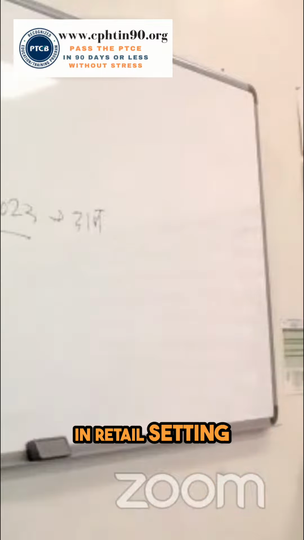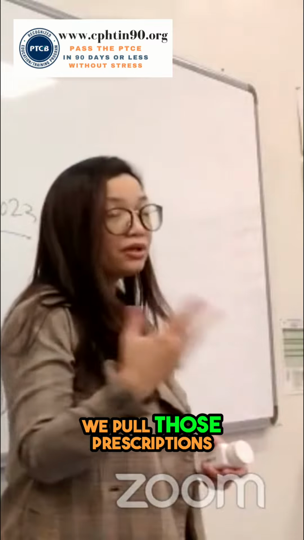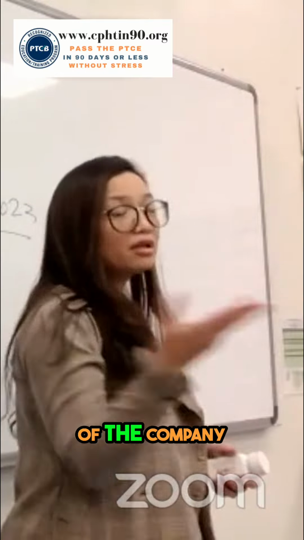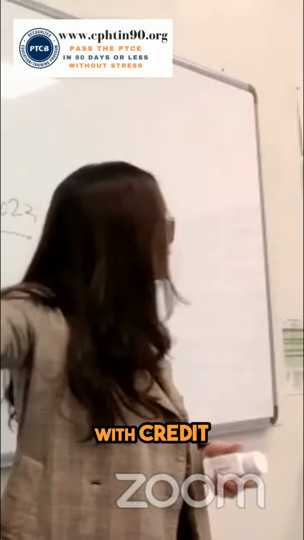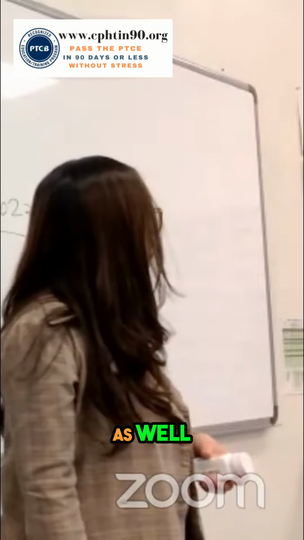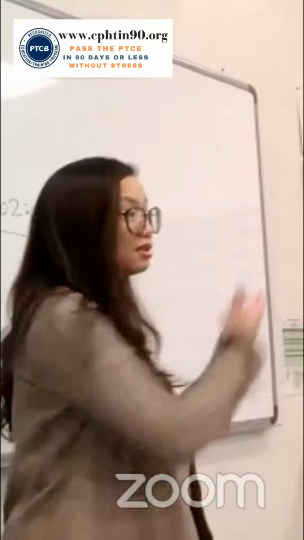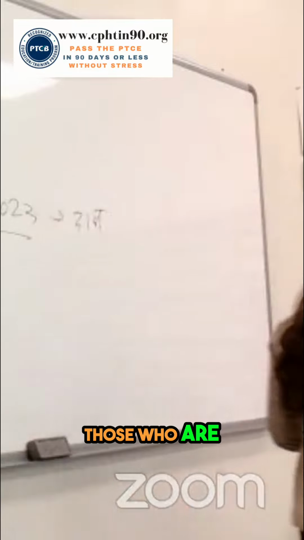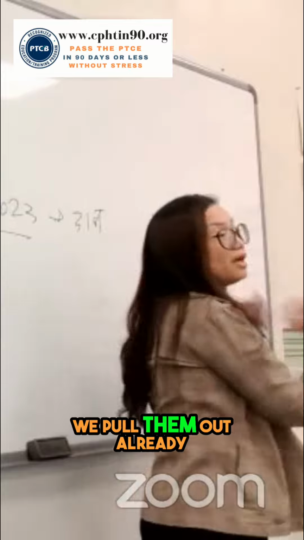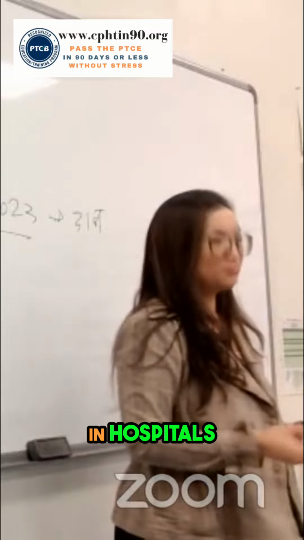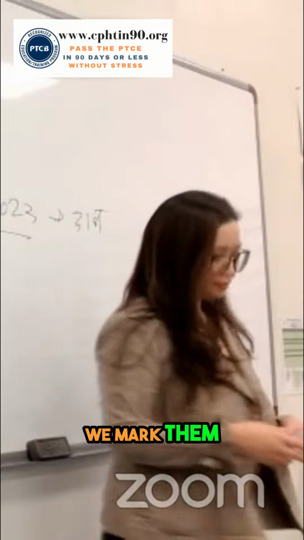March 31st will be the last day that you can use this. In a retail setting, we pull those prescriptions depending on the rules of the company. Two months before expiration, we send them out with credit, depending on the drugs as well, but we usually pull at 6 months. Those drugs that are close to 6 months to expiration, we pull them out already. Okay, in hospitals, we mark them.